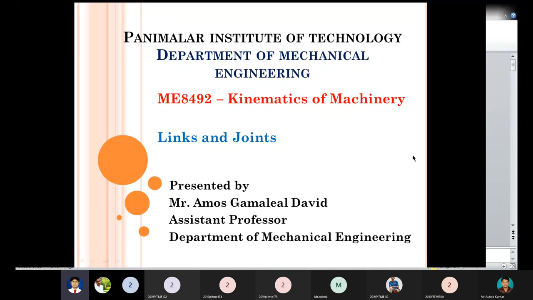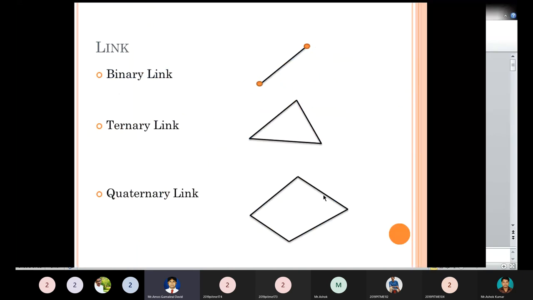We are here for the session on links and joins. Based on this, there will be a lot of 2 marks that are being asked, where a diagram will be given, and from that you have to find out the number of degrees of freedom, basically. Okay, so look at the slide.